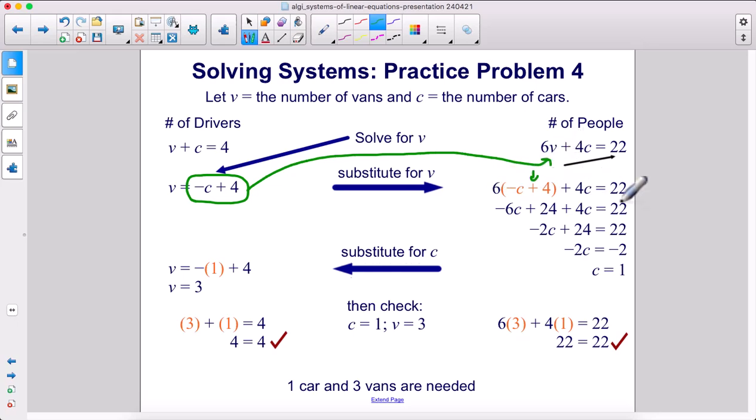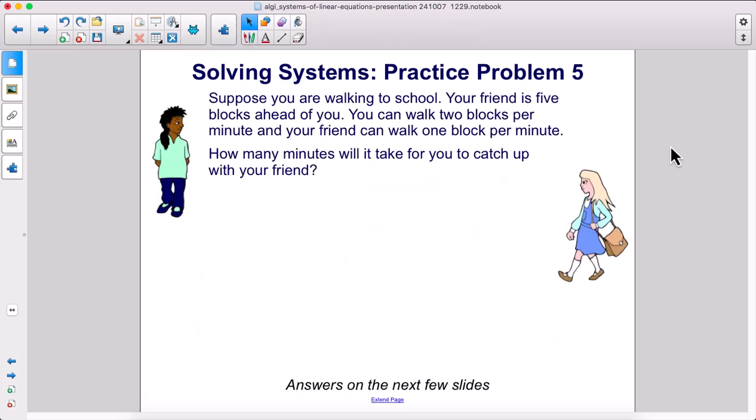Then we're going to do some algebra and solve for C. Distribute the 6, combine like terms, subtract 24 to the other side, divide by negative 2, and we get that we need 1 car. Then we plug that C back into the original equation over here, and we see we need 3 vans.